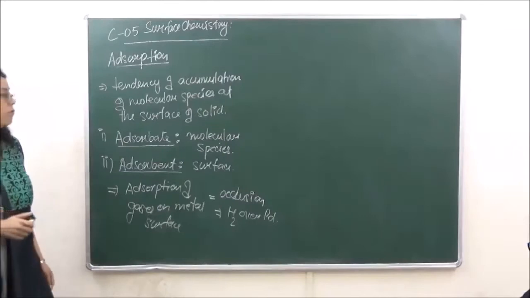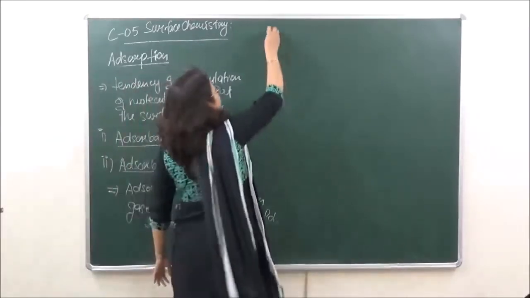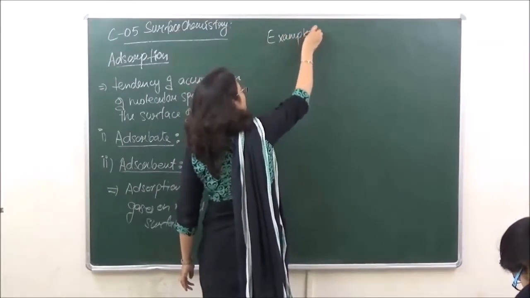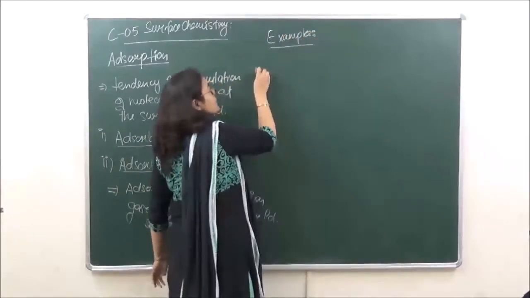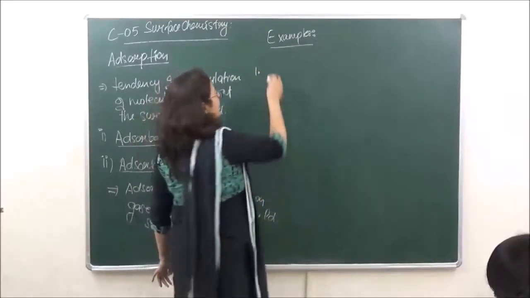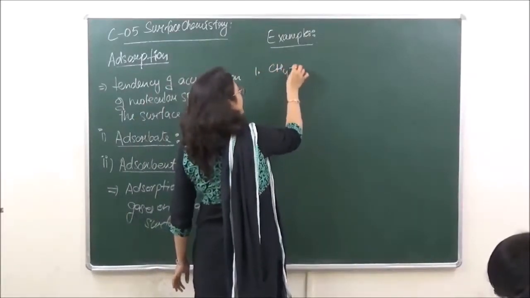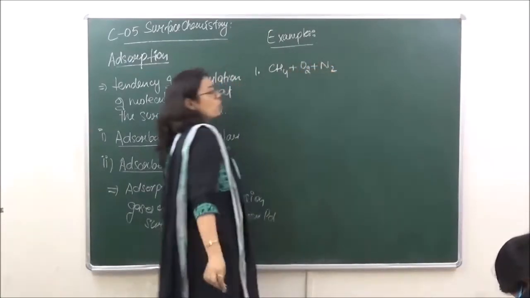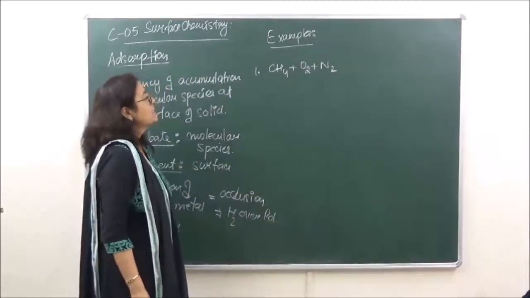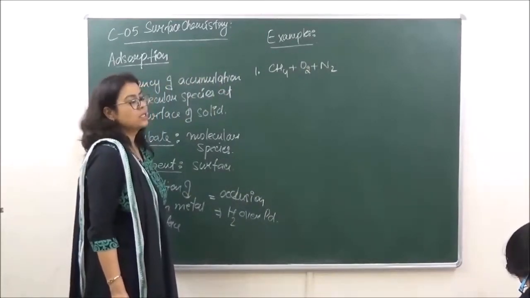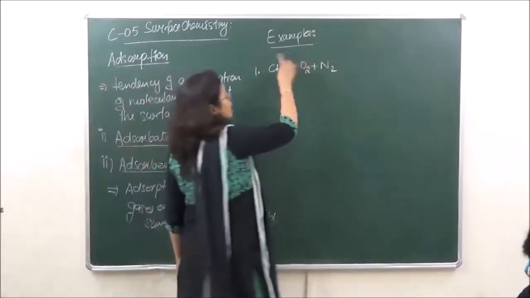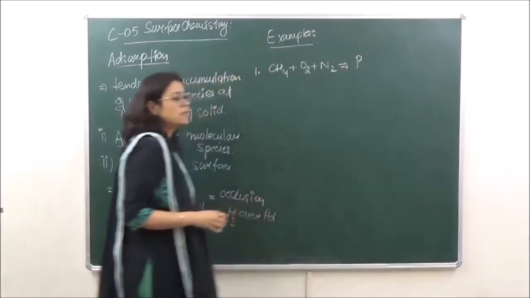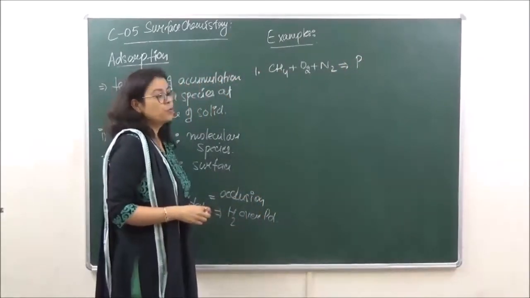When we are talking of adsorption over here, let's understand adsorption with the help of the following examples. Okay? The first example is, let's say we have taken a beaker. That beaker has a few gases like CH4, O2 and N2. Okay? This is a closed beaker. Now when we are only taking the gases over here, let's say the pressure exerted by all the gases is equal to P.